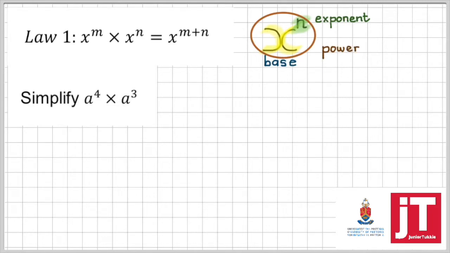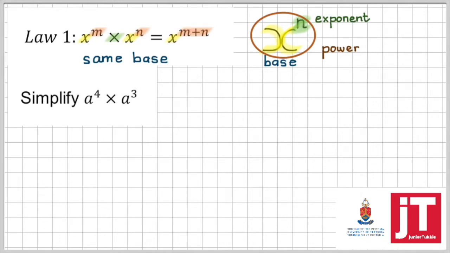Now that you know this, let's go to law 1. Law 1 is used when we are multiplying terms, and in this case we have x to the power of m multiplied by x to the power of n. When the bases are exactly the same, in other words, if we have x and x as bases, then law number 1 says that we should add the exponents.